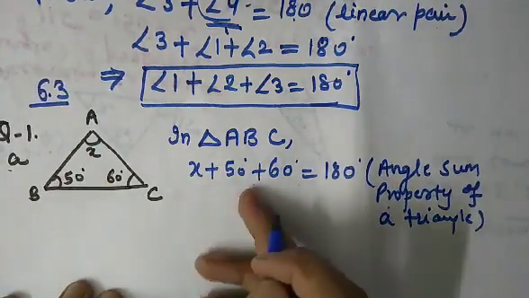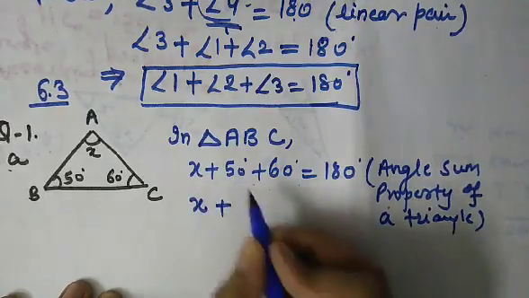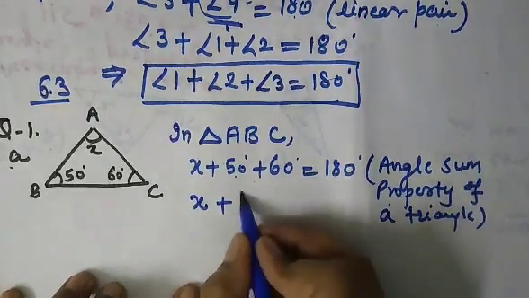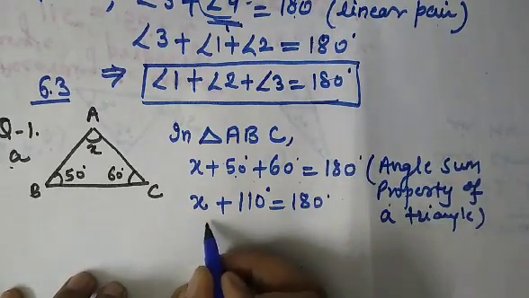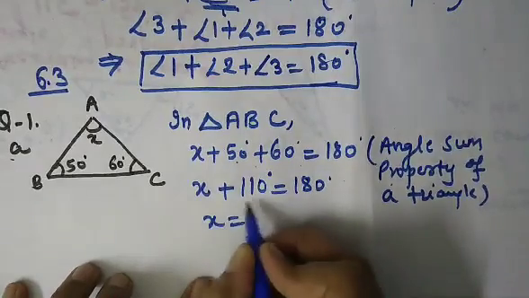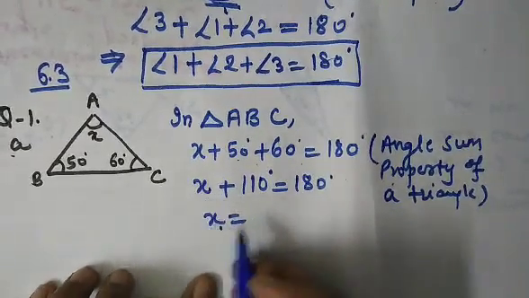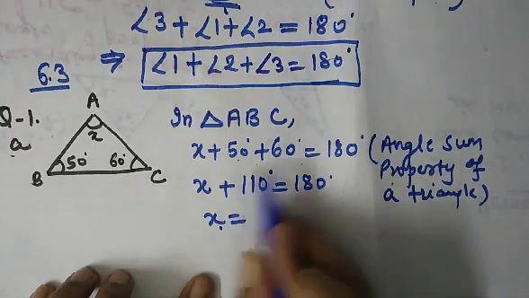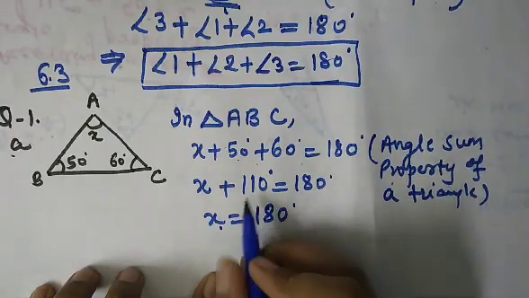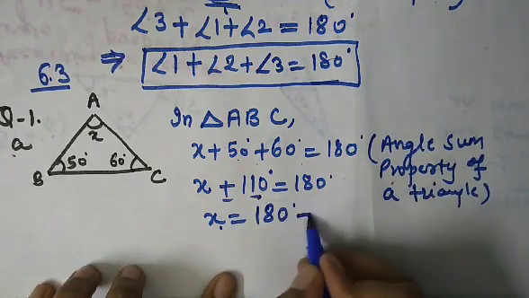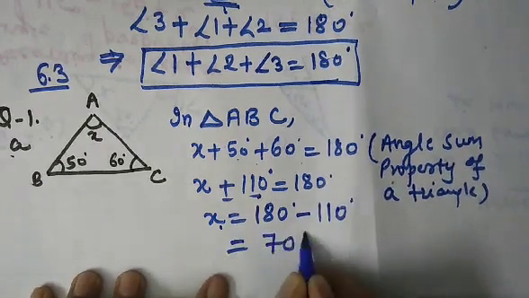Now I will add the like terms. So x remains the same. Now 50 plus 60 is 110 degree. Okay, and it is 180. As we have to find x, we have to separate x. So this angle has to change its side. So it will be 180, this will remain the same, and as it is plus, it will be minus on this side. So the value of x is 70 degree.